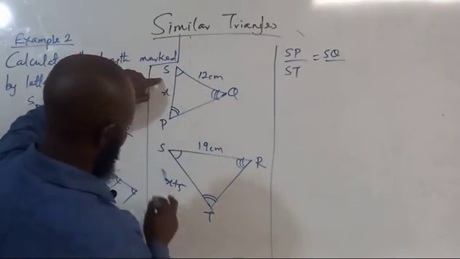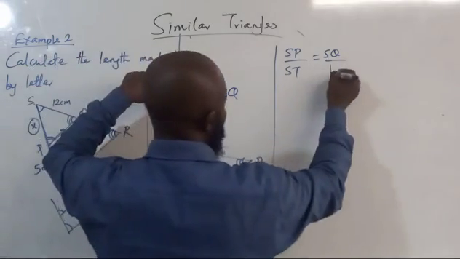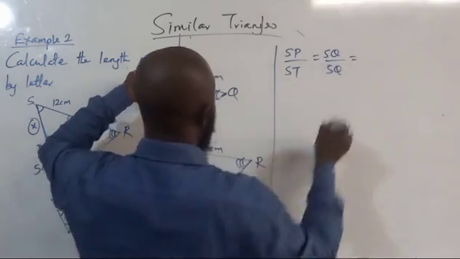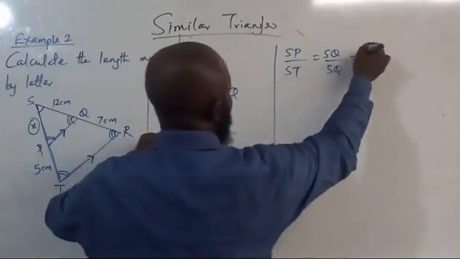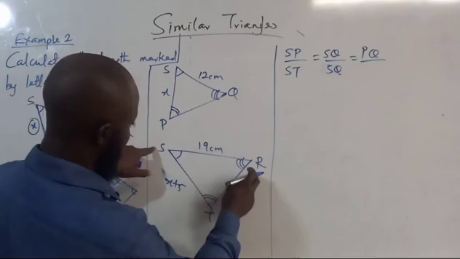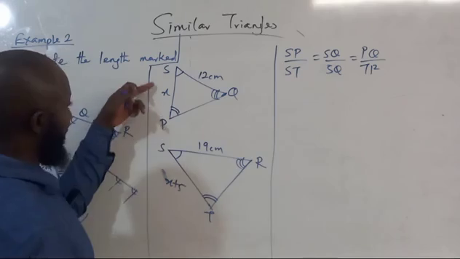Then SQ corresponds to SQ, which is 1, 3, 1, 3. Corresponds to what? SR. Sorry, SQ first. And the third one, which is PQ, corresponds to, that is 2, 3, 2, 3. That is TR. So let's now put in the value.